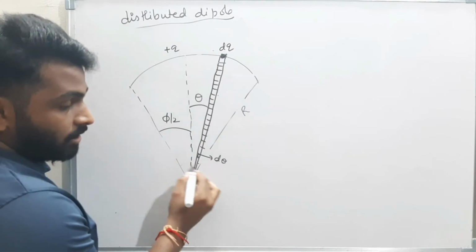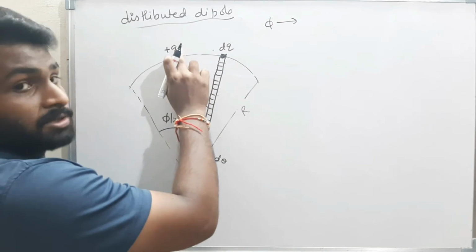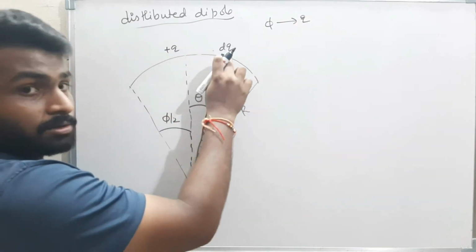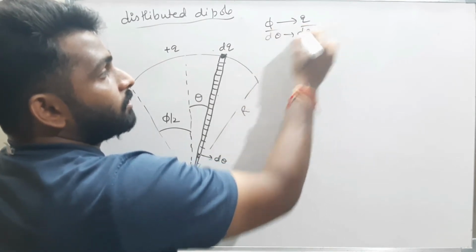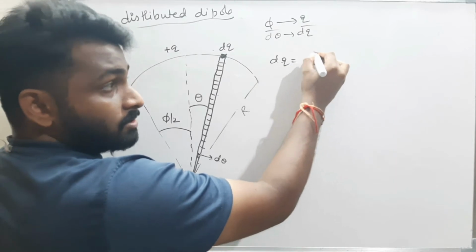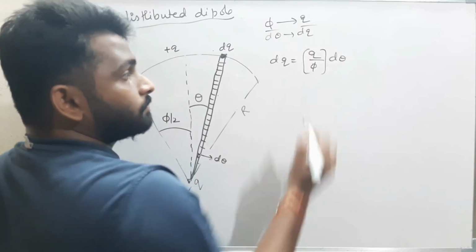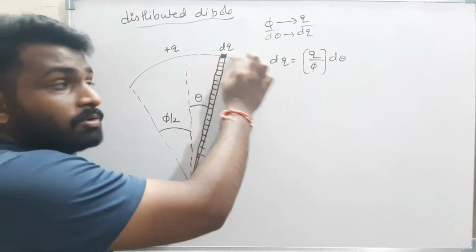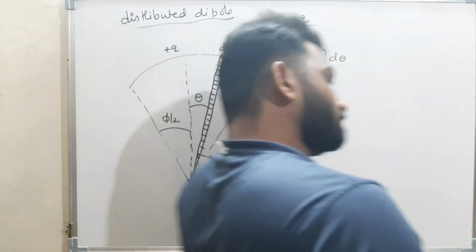Now, what is the total angle? Total angle is phi. For total angle phi, the charge is q, and for small angle d theta, what is the charge? dq. Now divide it. What is dq? I will get dq as q by phi into d theta. Now I got the charge present in the small elementary part, that is dq. dq is q by phi into d theta. Well and good.